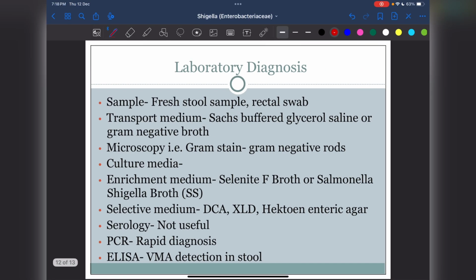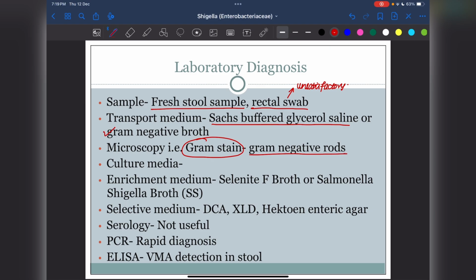Next up, we come to an important part of every organism that we have to do, that is laboratory diagnosis. The sample that you have to take is a fresh stool sample or rectal swab, while rectal swab is generally unsatisfactory. So generally a fresh stool sample is taken. Transport medium we have already discussed: SACS, buffered glycerol saline, Cary-Blair medium, and one more, that is Gram negative broth. Then you can do microscopy on it. On Gram stain you'll get Gram negative rods or bacilli.